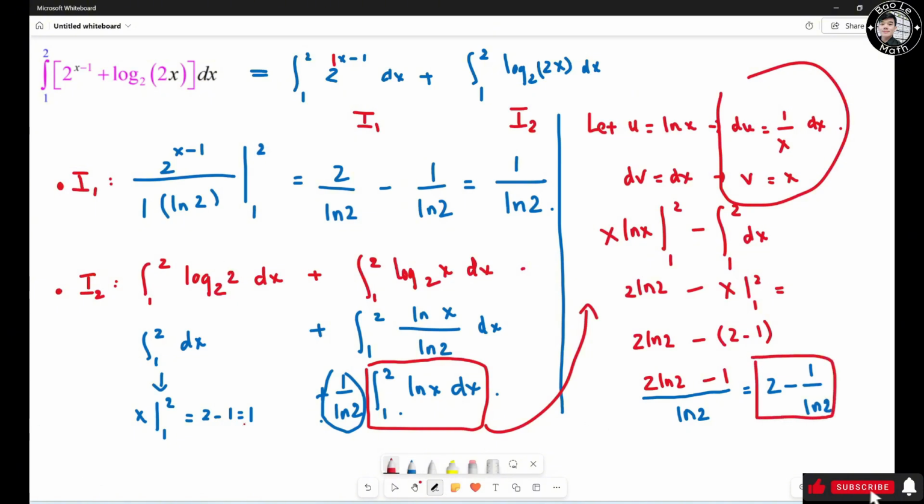Alright, and don't forget 1 right here, right? You need to add 1. So if you add 1, it's going to be 3 minus 1 over natural log of 2. This one is the value of I2, right? Now I need to add I1. I1 equal this one, right? So if you add I1 and I2, this guy and this guy right here cancel out, right? I only have 3 left, right? So the final answer must be 3.